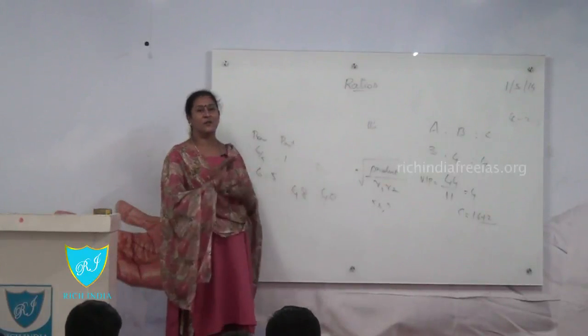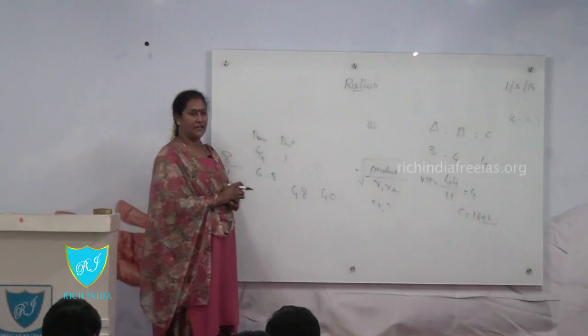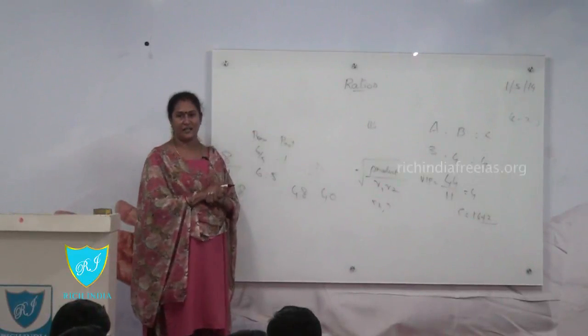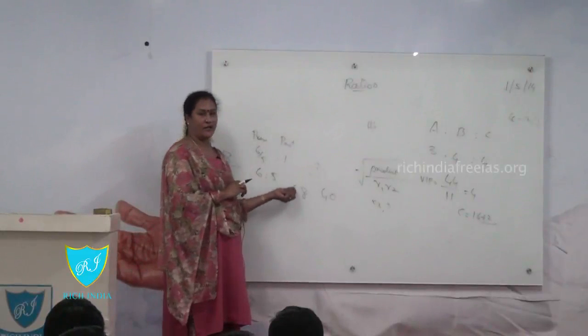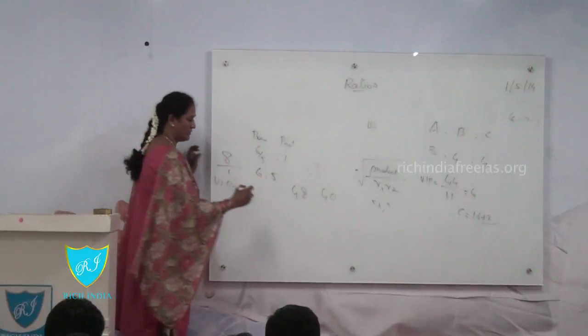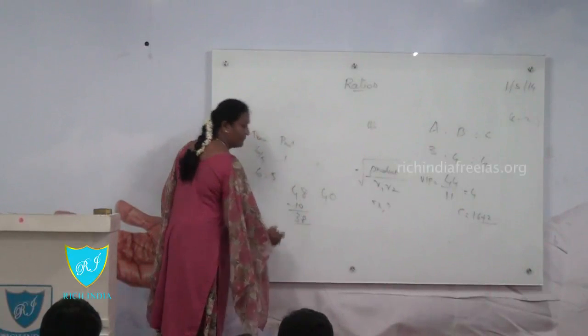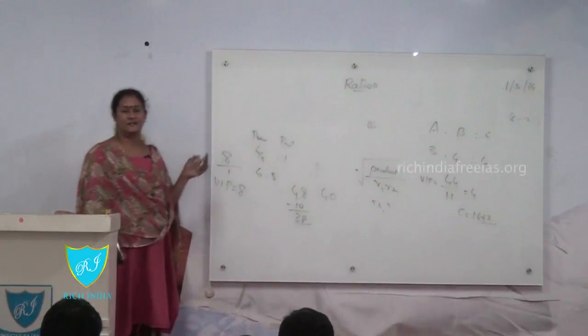His sister was how many years younger at the time of his marriage? 10 years. So even now she will be only 10 years younger. So if he is 48, the sister's age is 30. So subtract 10 for the sister's age.